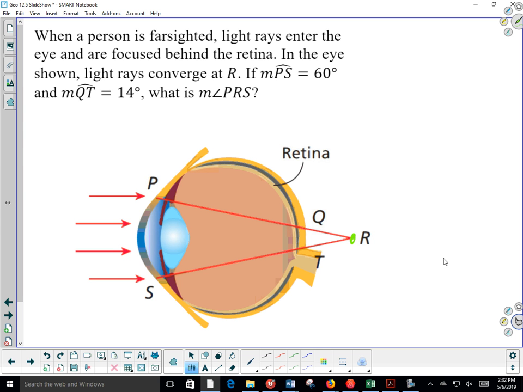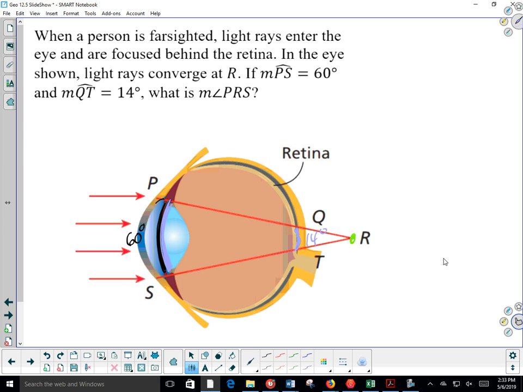If the measure of arc PS is equal to 60 degrees, squeeze that in here, this arc here is 60 degrees, right? This arc, 60. This one? All right, and then the measure of arc QT is 14. That's this one right here. So what's the measure of angle PRS? Can you help me out with that, Ella?